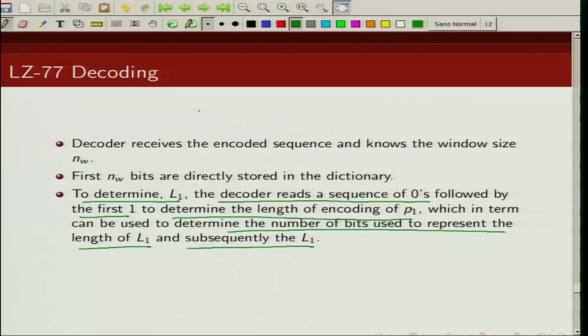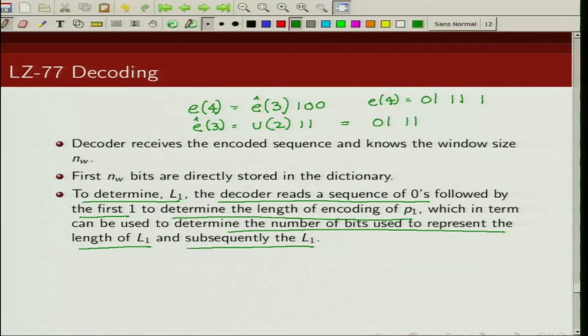And we just gave an example to illustrate that. Remember, the comma-free coding of E4 was the comma-free coding of the number of bits required to represent 4, followed by the binary representation of 4. Binary representation of 3 is 1 1, so this is U of 2 followed by 1 1, and U of 2 was basically 0 1. So E4 was 0 1 1 1 1 0. So that's what I'm saying: the decoder first reads the sequence of zeros, followed by the first one, to determine the length of the encoding, P1.